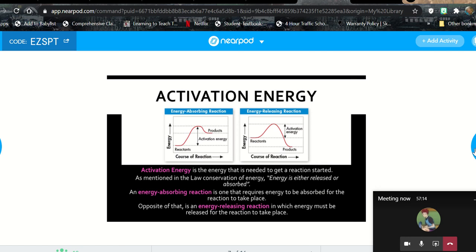I like to tell kids the easiest way to decide what the graph is: you look at the product and the reactant. If the reactant is lower than the products, then you know it's energy absorbing. If the reactant is higher than the products, you know it's energy releasing, right? Because remember, it's before and after. If the reactants are low before and then high after, that means it had to gain energy. If the reactants are high and then the products are low, it had to lose energy. That's how you look at that graph.